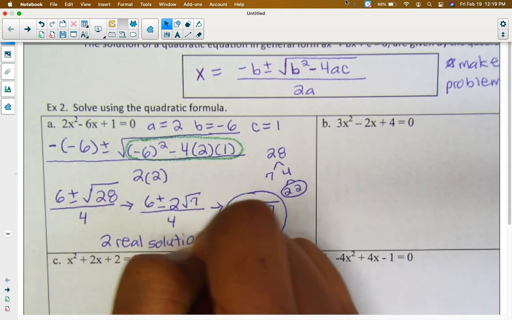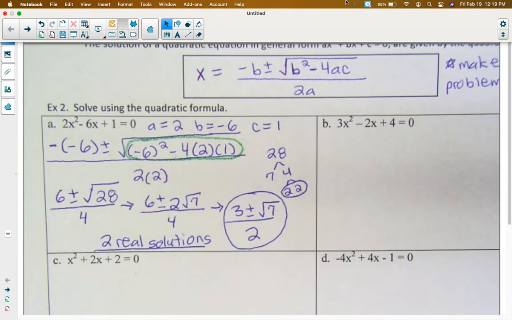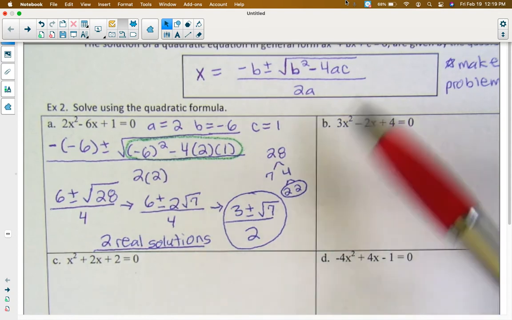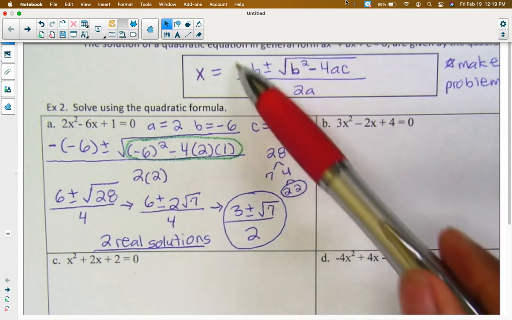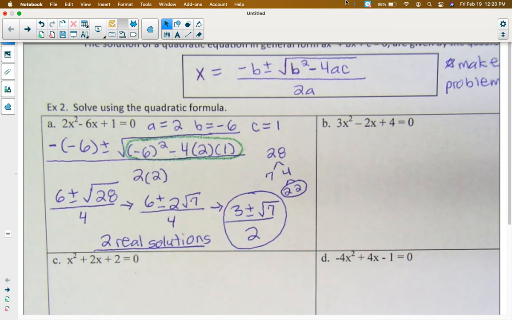So recap, we make sure it's in standard form. It should go x squared, x, and then your number. You label your a, b, and c, and you substitute those into the quadratic formula that is up here above. Take your time and make sure you break everything all the way down.